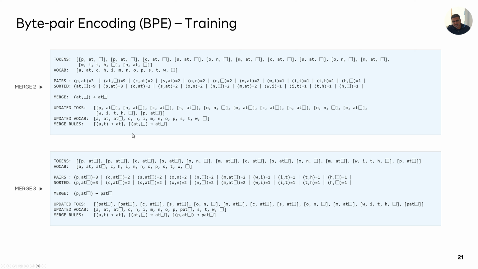And you add it to the tail of the merge rule, because the order in which you're merging is very important during inference. So you just add it to the tail. Then you go back and run it again. Now you're going to say, hey, this is the token list, and I'm going to figure out the pairs.